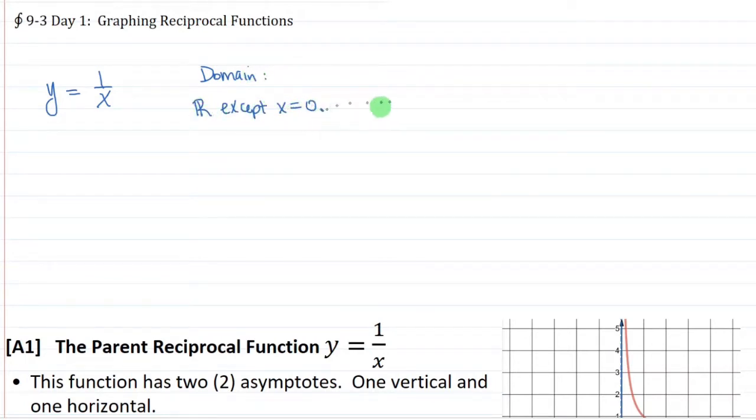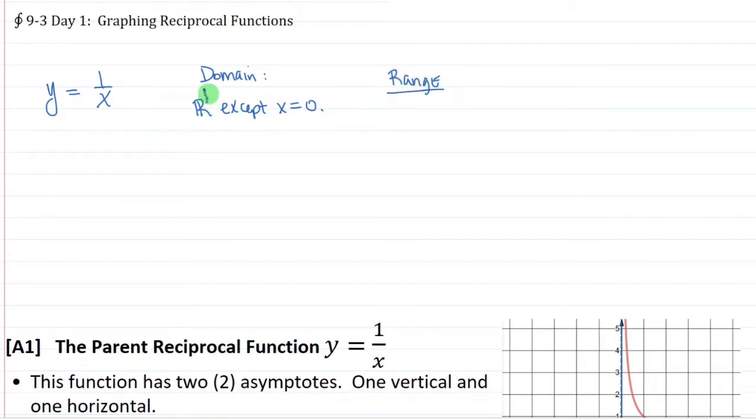You can't have x equals 0, right? So what does that mean? Well, your graph is going to exist everywhere, but at x equals 0, there's going to be a vertical asymptote, and we'll get into that in a few minutes. What's the range of this function, by the way? What can the y's do and not do? So let's think about that for a second.